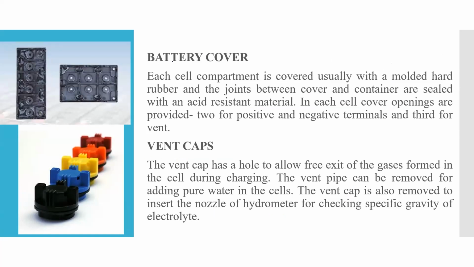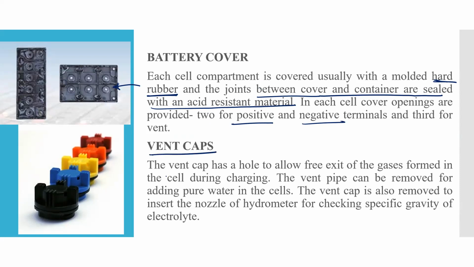Okay, then we have a battery cover. Each cell has a battery cover with a molded hard rubber. The joints between the cover and container are sealed with acid resistant materials so that acid doesn't directly react with the rubber. And in this battery cover, two openings are provided mainly, one for the positive and one for the negative, right? And you can see them here.